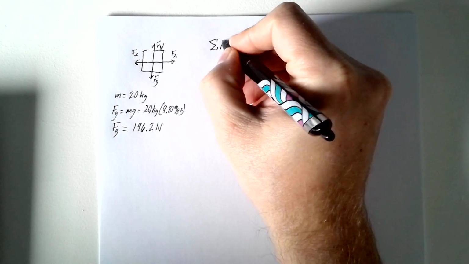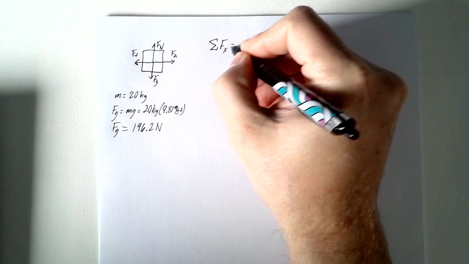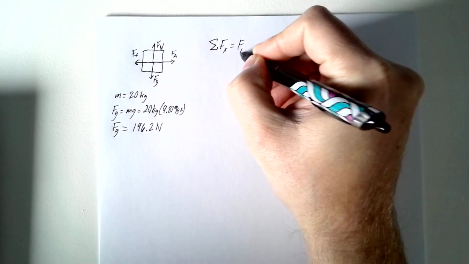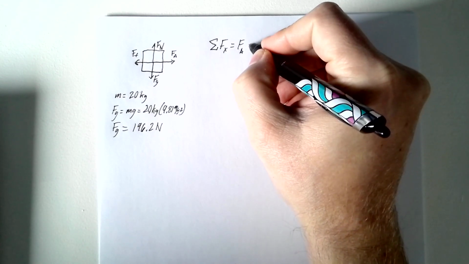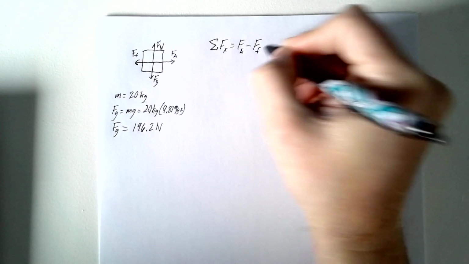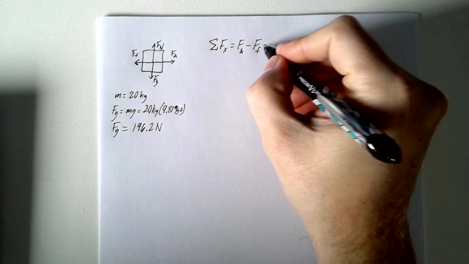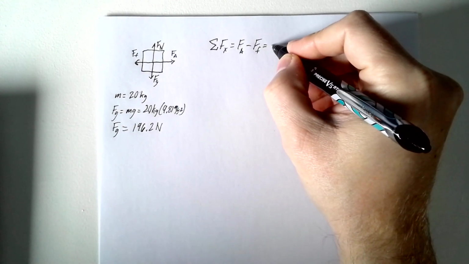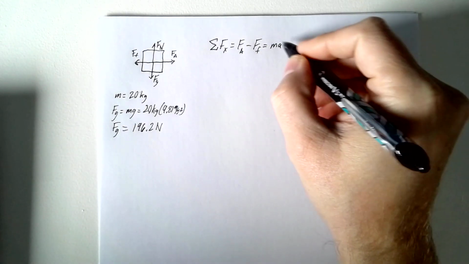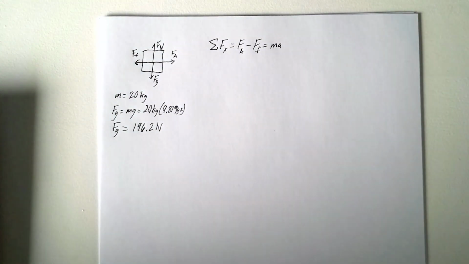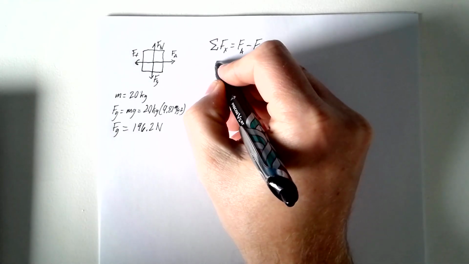Alright, we're going to set up our net force equations. Let's start in the x. We have Fa minus our Ff. And let's say we know we're moving. Okay, so if we know we're moving, it's not equal to 0. We're going to set that equal to ma because we have an unbalanced force, which means we have a net force in the x direction.